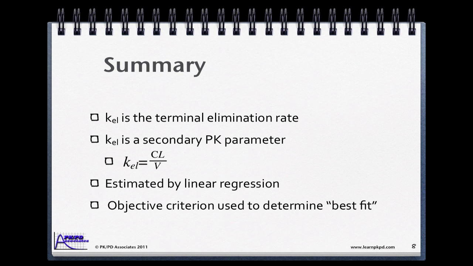In summary, KEL is the terminal elimination rate, which is a secondary PK parameter. It can be calculated directly from clearance and volume of distribution. In addition, we reviewed how to estimate KEL using linear regression and the terminal concentration time data. Finally, we discussed the need for some objective criterion to define the best fit regression.